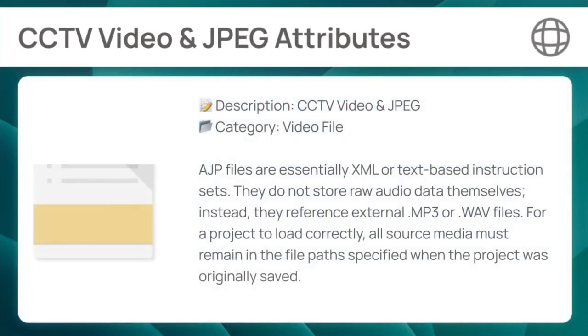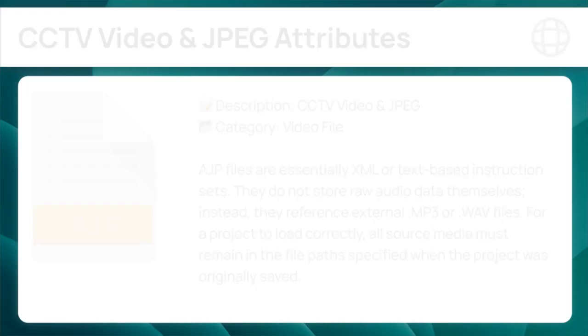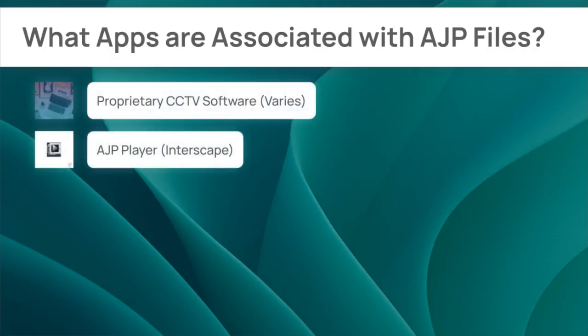AJP files are essentially XML or text-based instruction sets. They do not store raw audio data themselves. Instead, they reference external MP3 or WAV files. For a project to load correctly, all source media must remain in the file path specified when the project was originally saved. This AJP file is handled by the industry standard tool, proprietary CCTV software from Varies.